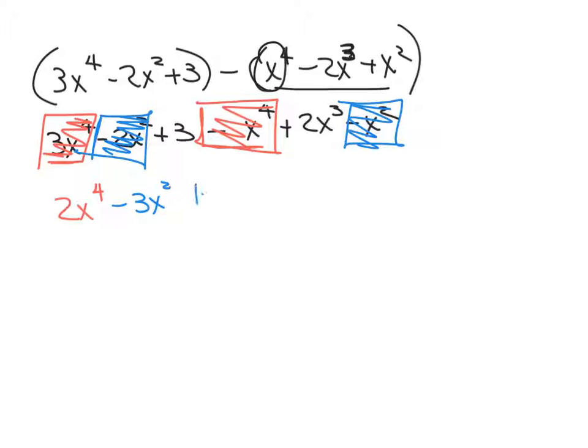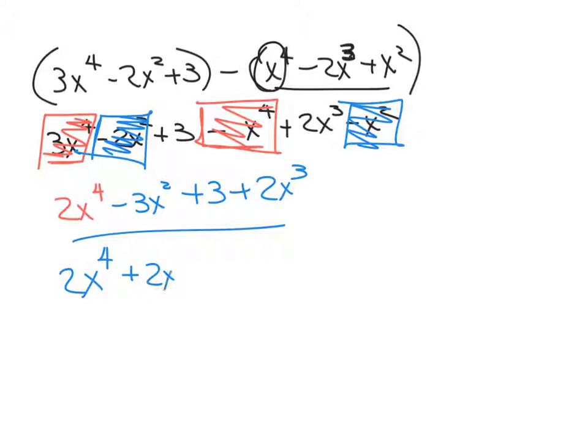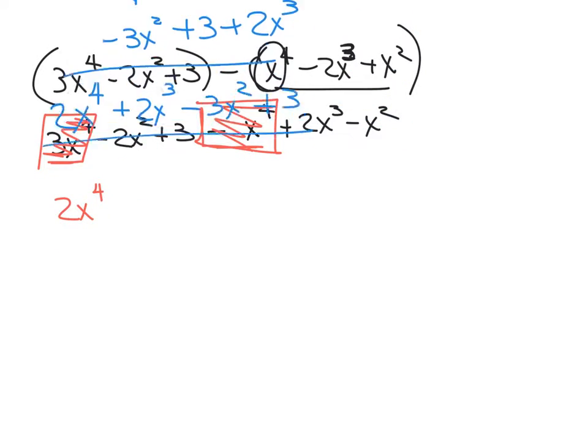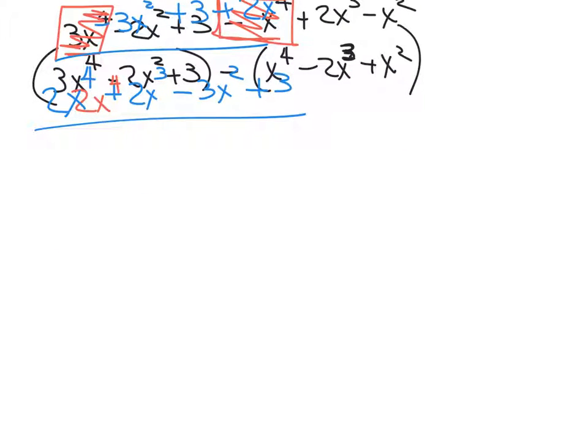And we have the 3 that we can't combine, and we have 2x cubed that we can't combine. Alright, so let's put them in the right order. 2x to the 4th plus 2x cubed minus 3x squared plus 3. There we go. That would be the correct order to put those in. Okay, so let's look at one more, and then we will be done with this lesson. So hopefully you've noticed it hasn't been too bad.